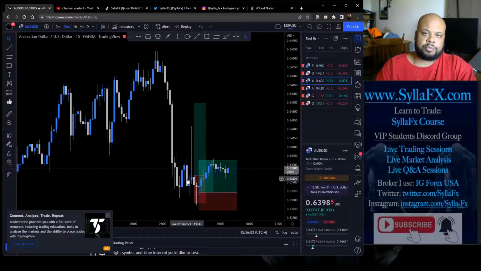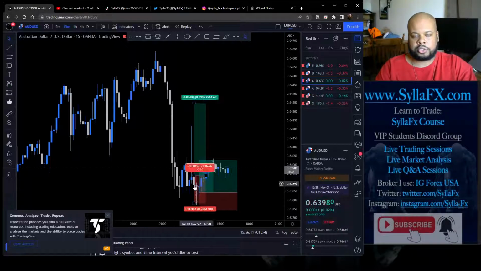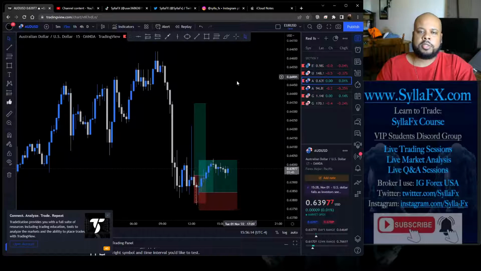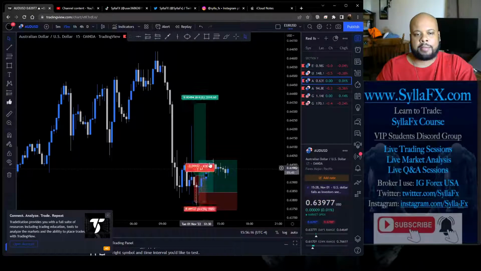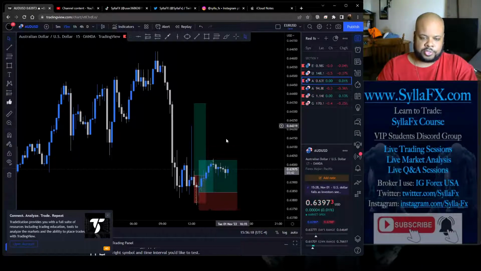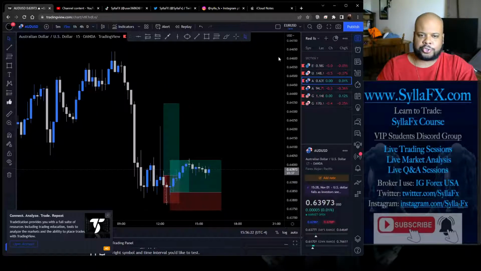For my entry point, I'm waiting for price to come back into that zone. If it does come back into that zone and start rejecting, I take a buy position to ride the price back up and make up for all of the movement that happened during the news. This very first trade was my first losing trade of the day.